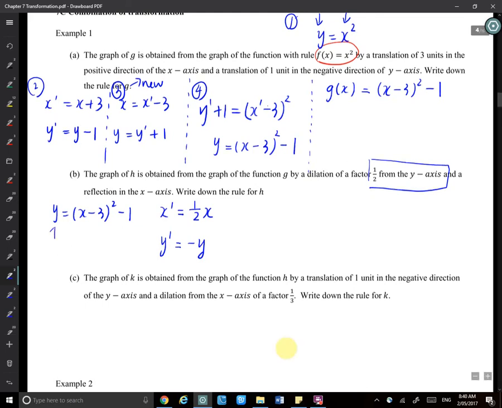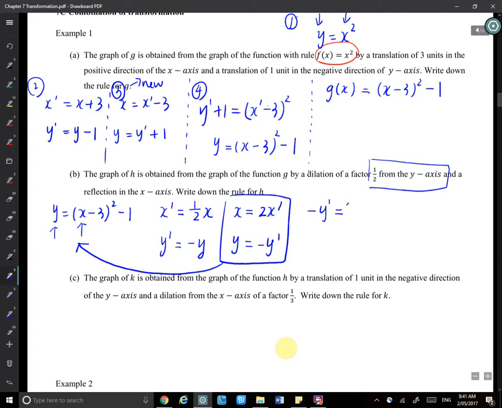And because I have x and y, I need to make x and y the subject. So x equals 2x dash. y equals negative y dash. I must make that into this form and I can substitute. So y will be negative y dash and x will be 2x dash minus 3. The minus 3 is still there and the minus 1 is still there.